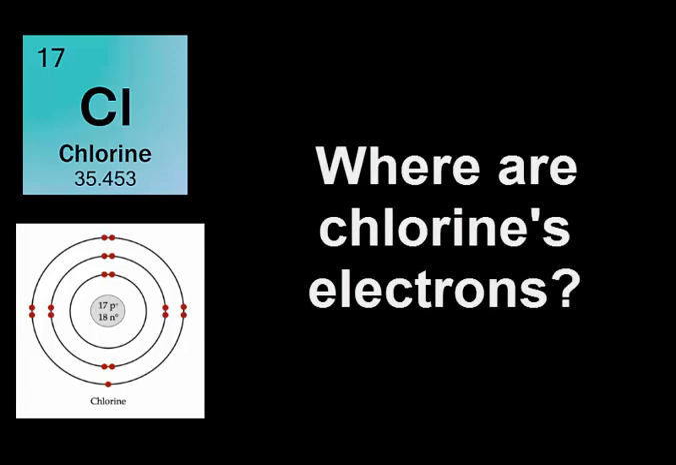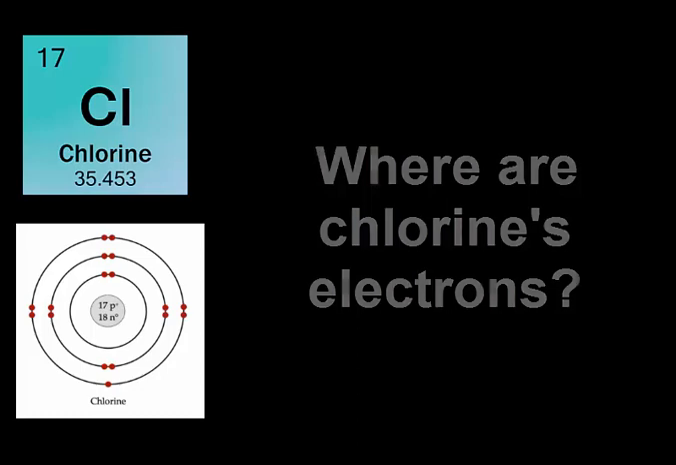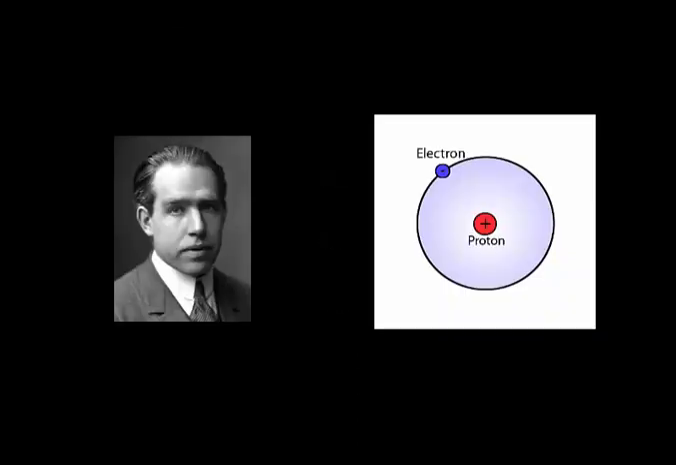Let's ask a simple question. Where are chlorine's electrons? So from the box there, we can see chlorine has 17 protons, so we know it must have 17 electrons. You could draw a Bohr diagram. You put 17 electrons spread over 3 rings. The only issue is that we now unfortunately know that the Bohr model that we came to love is wrong.